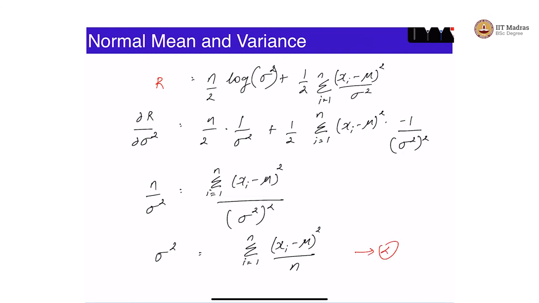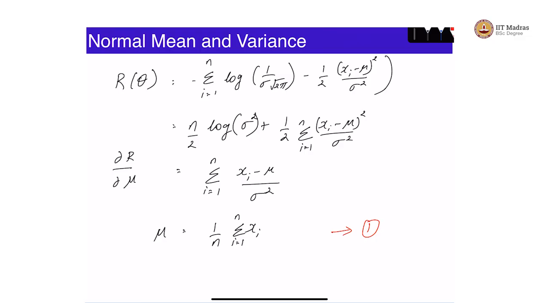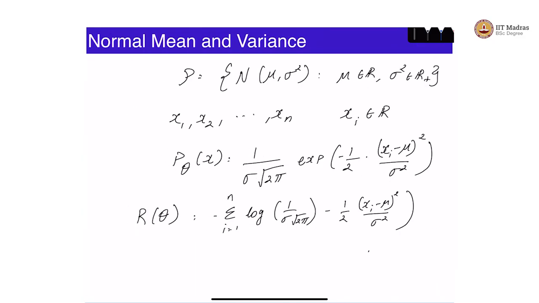You can solve the first and second equation together and you get your mu to be equal to the sample mean and your sigma squared to be equal to the sample variance computed using mu, the empirical mean, as the mean. So those happen to be the ML estimates for mu and sigma squared for the case of the normal family with mean and variance as the parameters.